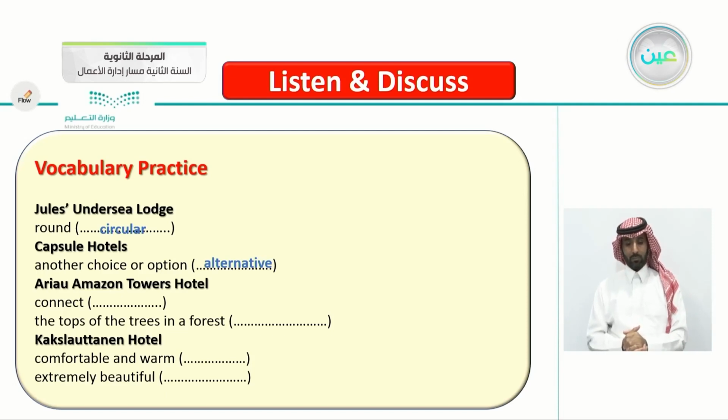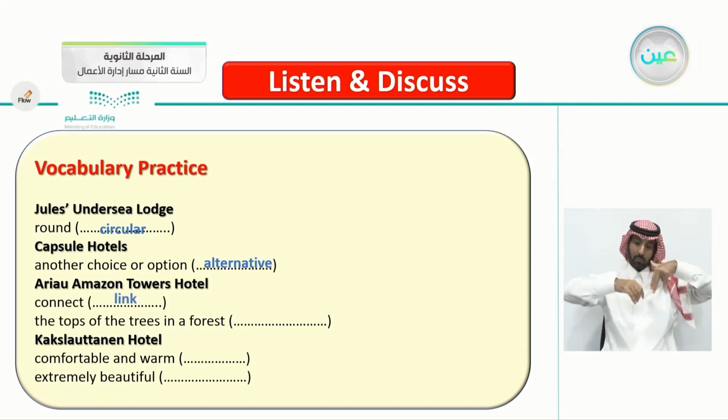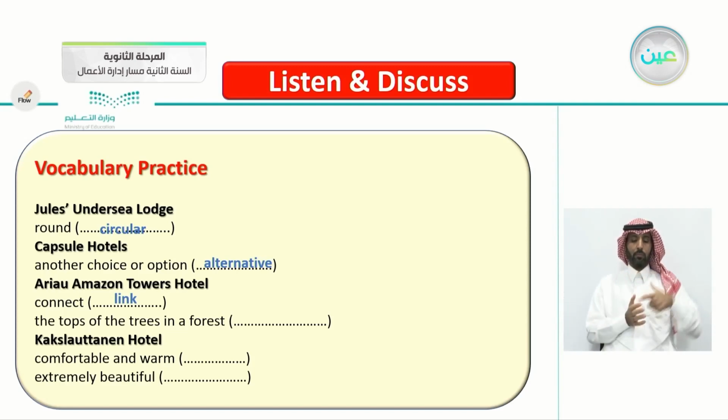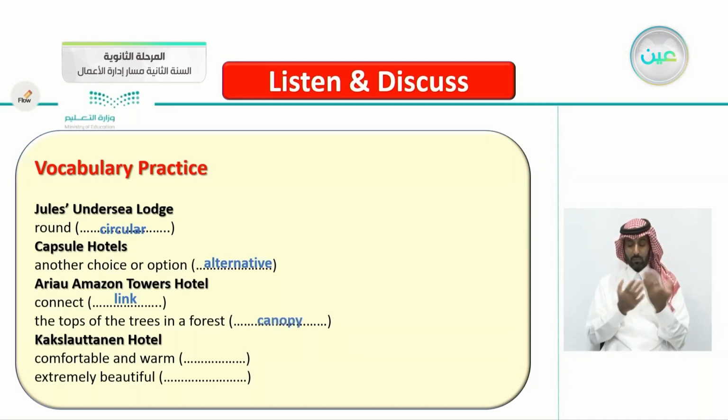The Ariau Amazon Towers Hotel, the word connect. Give me a word that means connect. The hotels are connected through catwalks. Yes, very good. Link. Link has the same meaning as connect. The top of the trees in a forest. Very good. The canopy.